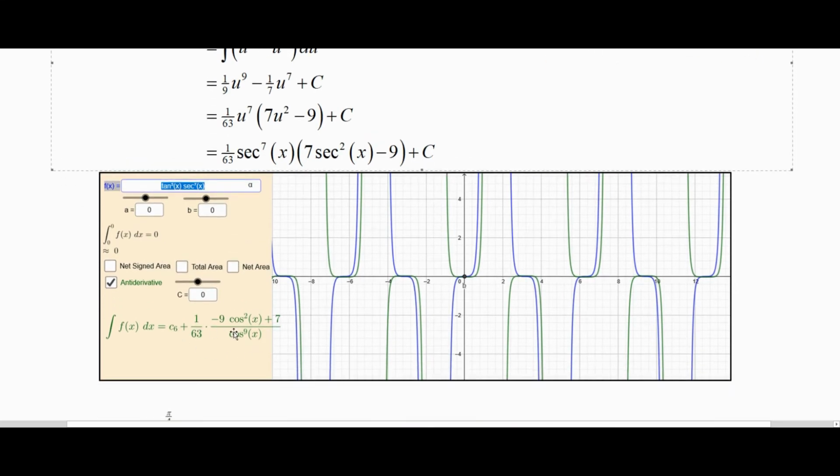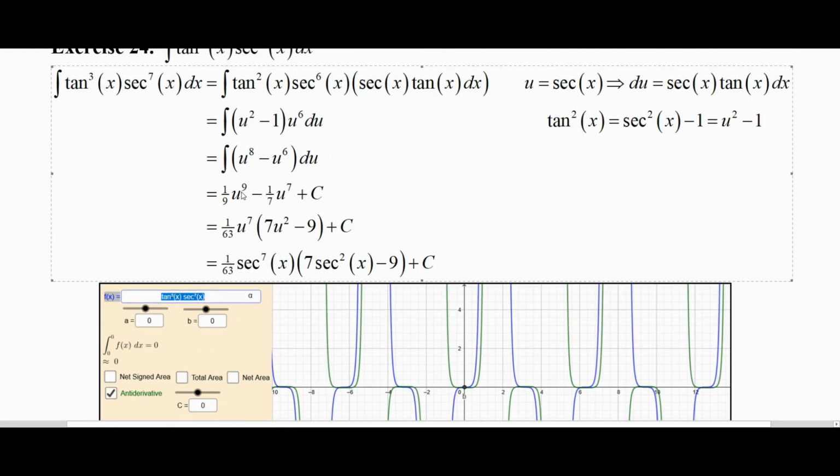They have the answer here in cosines. But if you look at it, you can tell pretty well what we've got here. If you were to distribute this, there's the 1 over 63, same as we have here. There's the 7. So here if we look at 7 over cosine of the ninth is a secant to the ninth, which is basically the u to the ninth here.